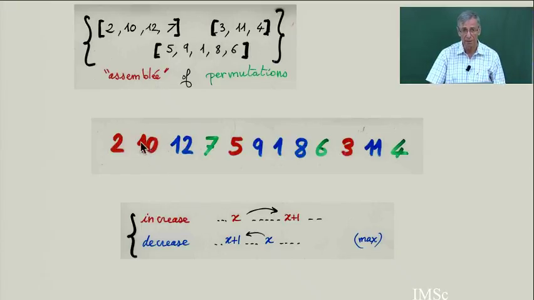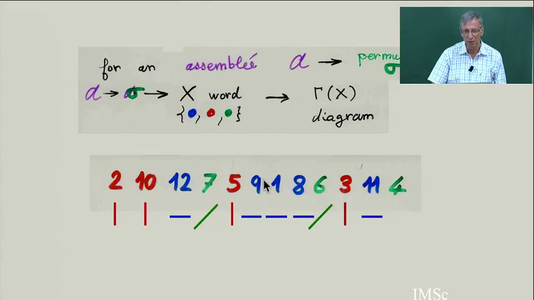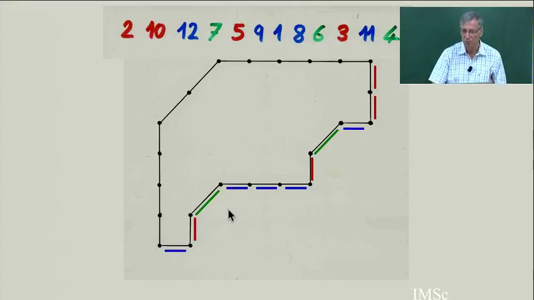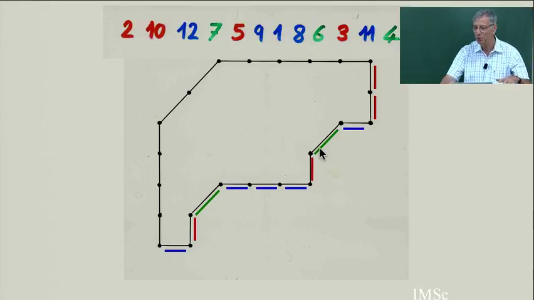So from an assembly of permutations, I now get this word in three letters, blue, green, and red, which is going to give me a certain contour. When you have red letters, which correspond to forward, you go down. When you have the blue letters, you go like this. And the green letter, you go like this. So it's a little technical. Maybe I'm not going to give all the details, just to give you an idea of the extension of the regular case.